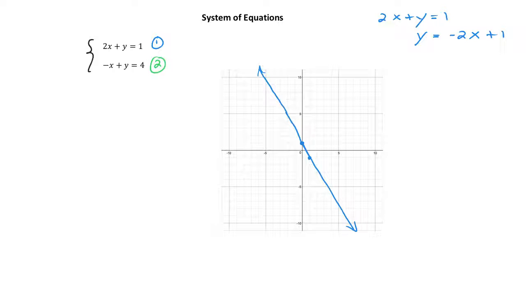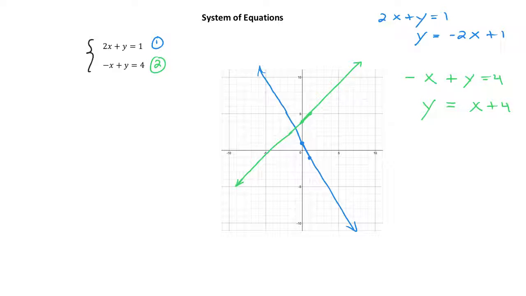If you look at the second equation, that's negative x plus y is equal to 4. If I solve that one for y, I get y equals x plus 4. So this has a y-intercept of 4 and a slope of 1. This represents my line. The green line is every solution to our second equation.